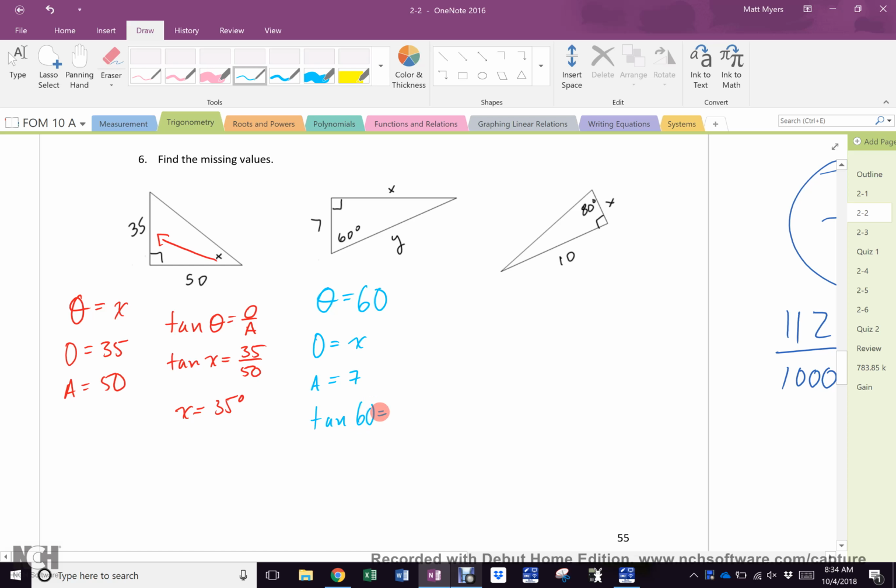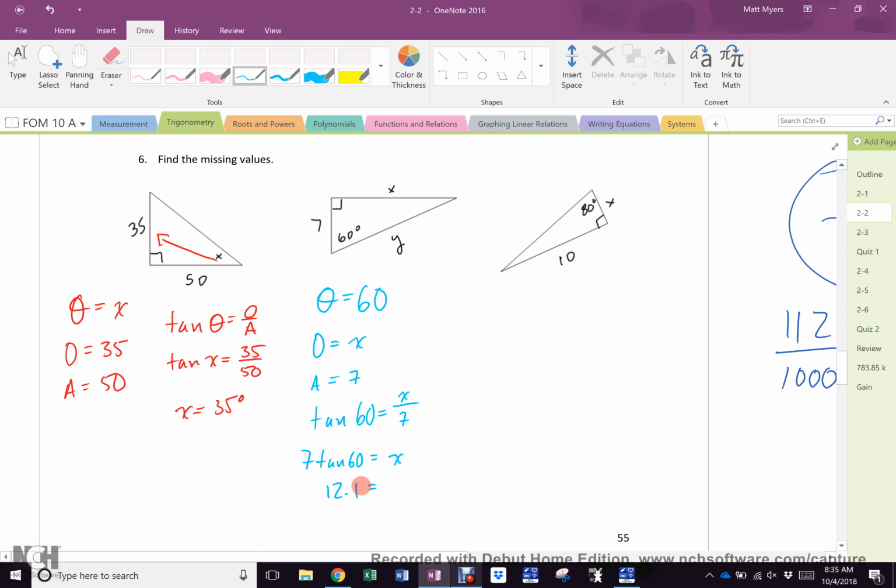Tan 60 equals opposite over what? How do I do that on my calculator? 7 times tan 60 will get me X. What is X? Depends on your machine. 12.1. Sounds good to me.